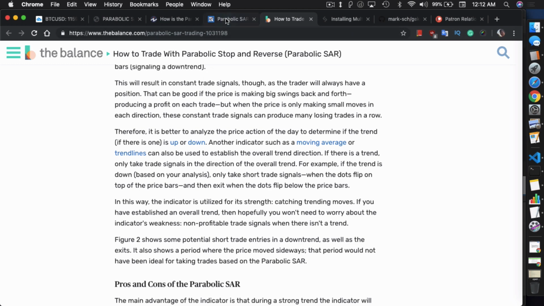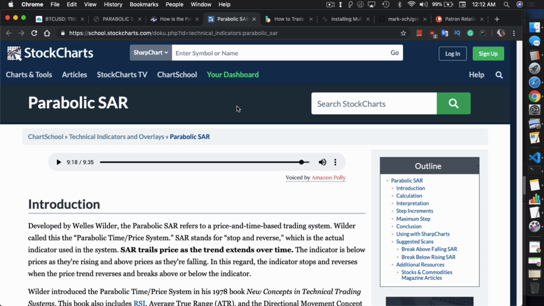One other thing I want to point out with the Stock Charts article is that they let you play the article in audio format. Parabolic SAR. Introduction. Developed by Wells Wilder. So this is pretty cool. It's something that is from Amazon Polly. You should check that out and find out what that is. I played with that in the past. It's basically a text-to-speech service that they developed to help with their Amazon Alexa services. So anyway, back to the Parabolic SAR.